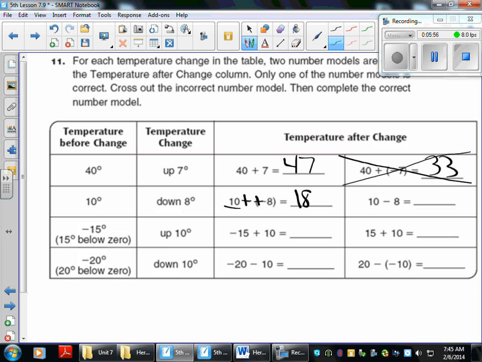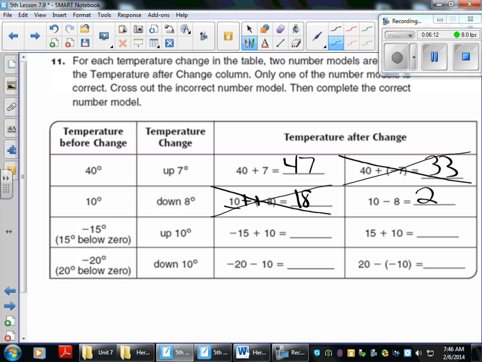Well, if I went down 8 degrees from 10 degrees, I know that one's not going to be correct already. 18 degrees is higher than 10. 10 degrees went down 8 degrees. Well, 10 minus 8 makes sense. 10 minus 8 equals new degrees of 2 degrees.